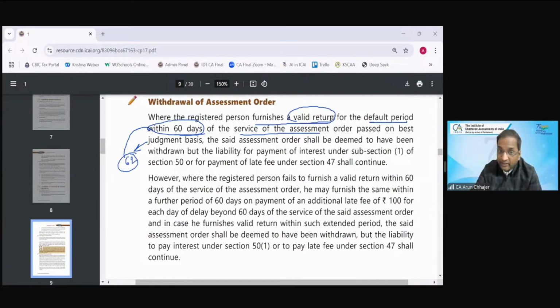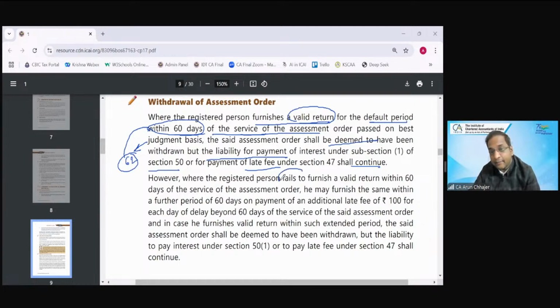Valid return is furnished for the default period within 60 days from the notice, then it shall be deemed to have been withdrawn, but the liability to pay the interest will continue and late fees will continue. तो मुझे लेट फीस पे करना होगा, मुझे इंटरेस्ट पे करना होगा, but the assessment order will be withdrawn.